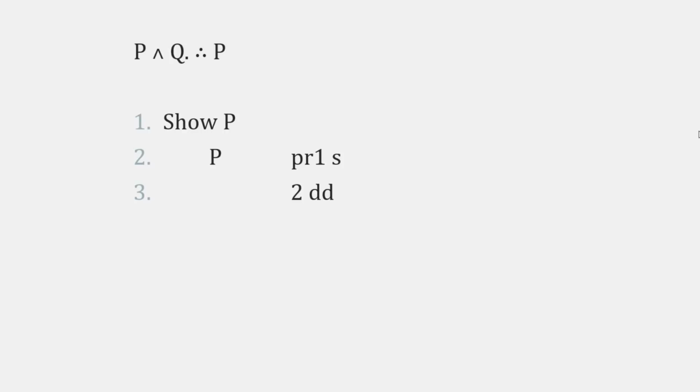Here is the simplest derivation that I could think of using this rule. Show P given P and Q. We simplify premise 1, S, and then we did it. Okay? Low stress. Hopefully that doesn't stress you out looking at that. Okay, simplify.